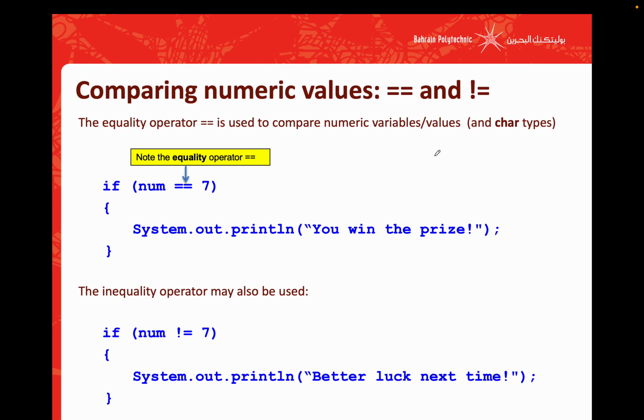Now this is how you would write a single, or one-way, selection statement. You write the word if, you put the round brackets here, and then your condition. In this case, we're using the equality operator, and we're checking if the value stored in the num integer is the same as the value on the right side, which is 7. If num had 7, then this is the block of code that gets executed.